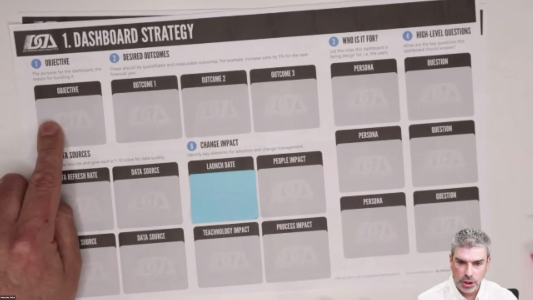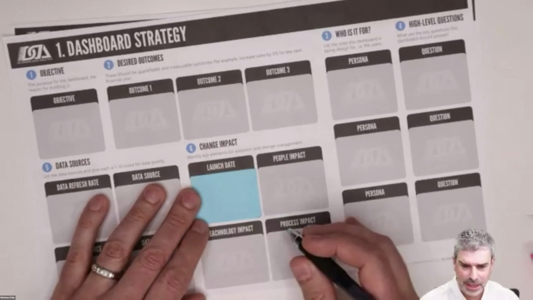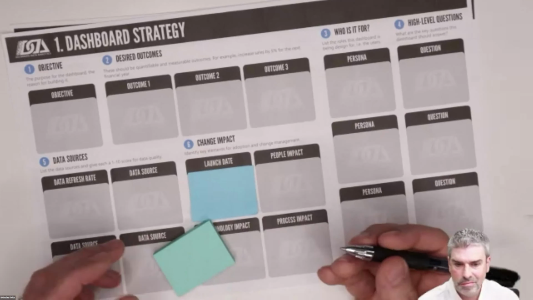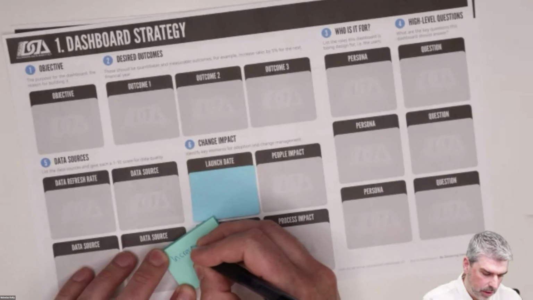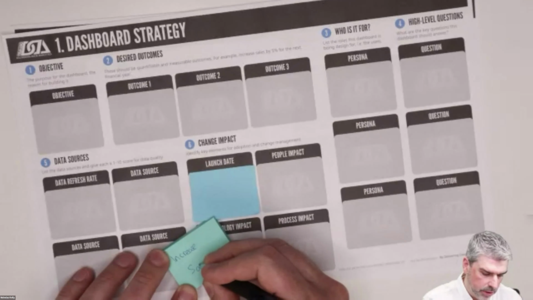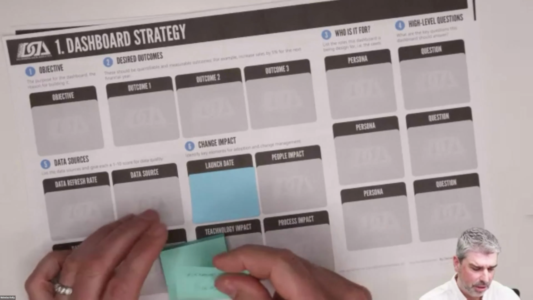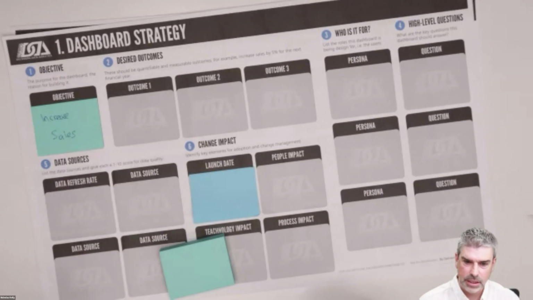A dashboard should always have an objective, right? So let's just say high-level objective. I'm going to put in some examples as we go through this. So I'm just going to say increase sales. And hopefully you can see and actually read my writing. And so let's put that there. So you can see it fits in nicely, right?